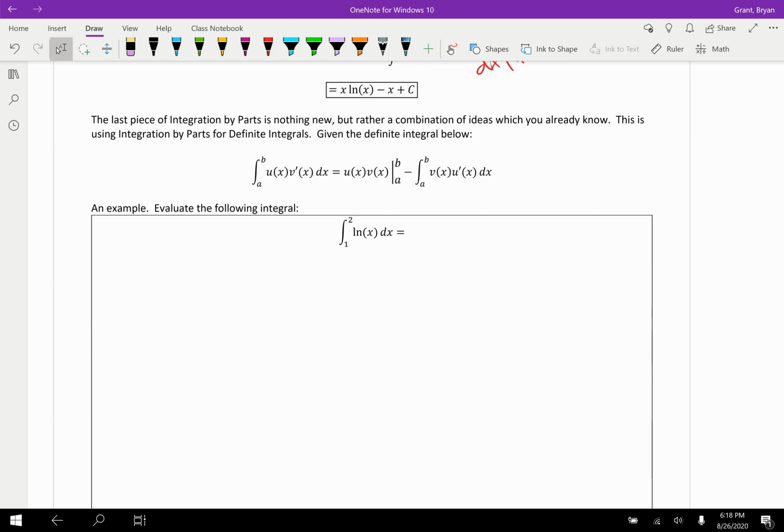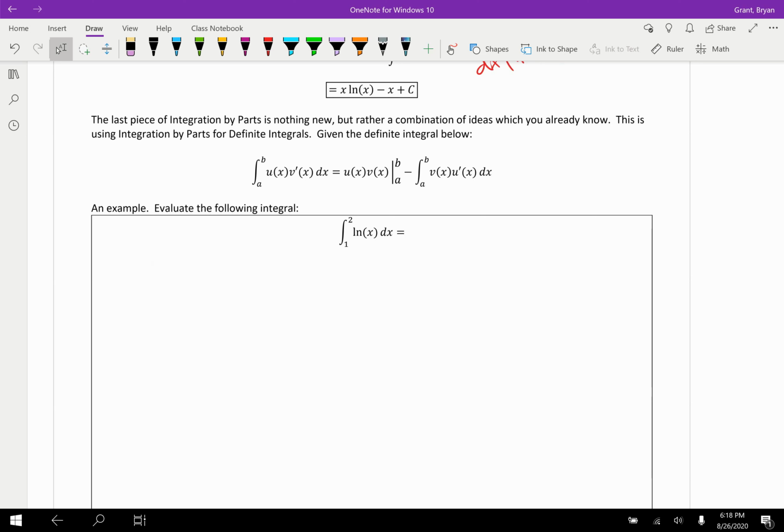All right, last part of this. This is nothing new either, but hopefully it will stop me from forgetting to write plus c because we won't need to write plus c here. So we've done indefinite integrals all the way through. We're going to do one example of a definite integral.